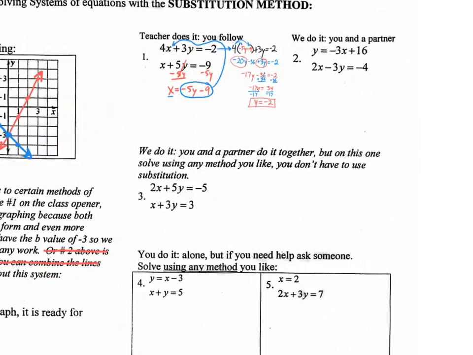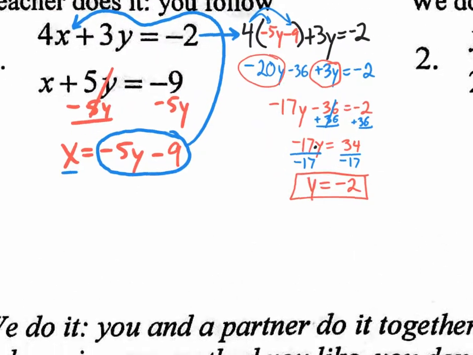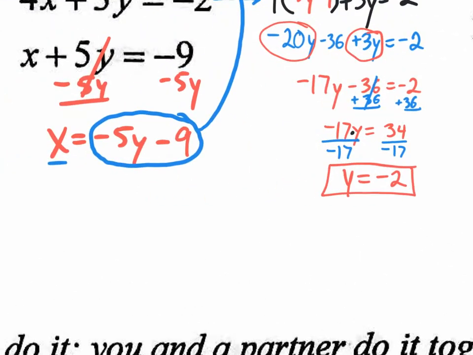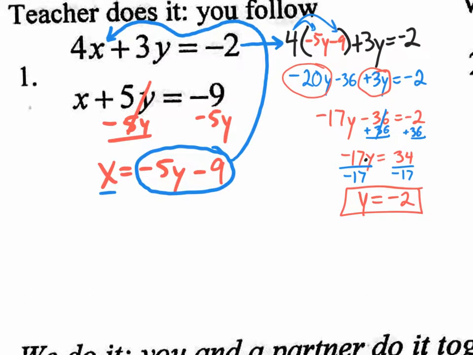Okay, so I already plugged it in. I already got an answer, y equals negative 2. I need to now substitute it back into any original equation to solve for the other variable. So it's up to you. Do you want to plug it into the top equation or the bottom equation? Whatever you like. I want to go with the bottom equation. It looks a little bit less complicated.